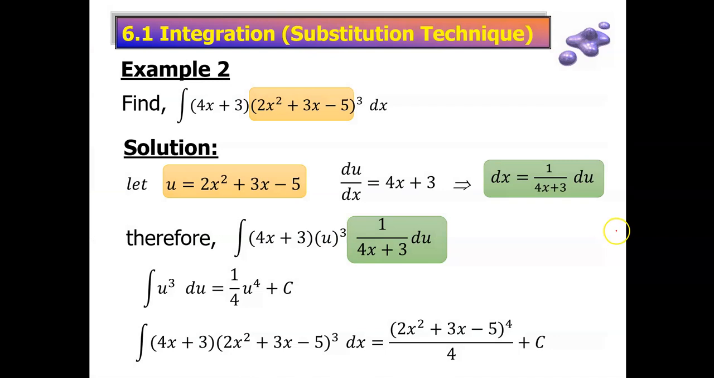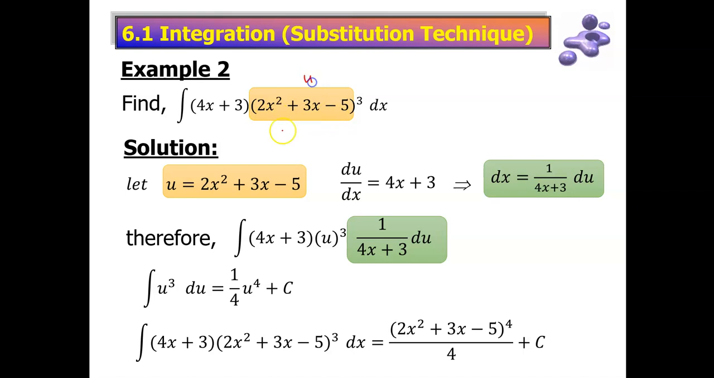So next example, find the integration of 4x plus 3 multiplied with another function, which is 2x squared plus 3x minus 5 to the power of 3 dx. So you have two functions over here, the first one and the second one. What we're going to do is choose the longest function, or the longest term, and substitute it with u. Compared to this, this is the longest one, right?